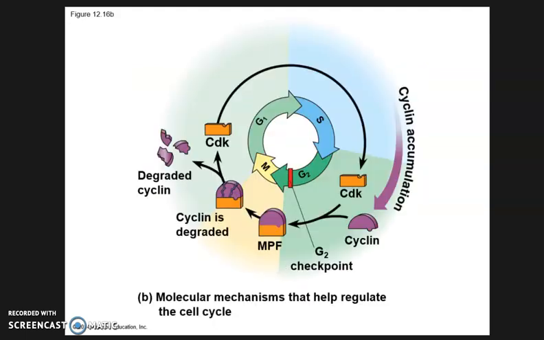MPF promotes mitosis by phosphorylating a variety of proteins. It acts both directly as a kinase and indirectly by activating other kinases. MPF stimulates fragmentation of the nuclear envelope, or the breaking apart of that nuclear membrane. It also contributes to the molecular events required for chromosome condensation and spindle formation during prophase.